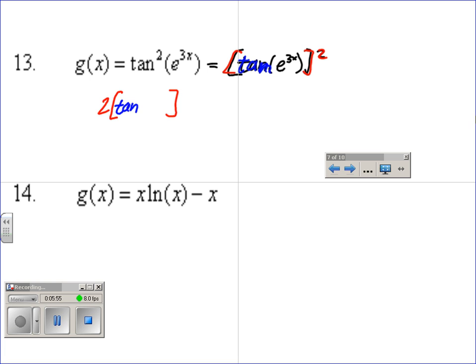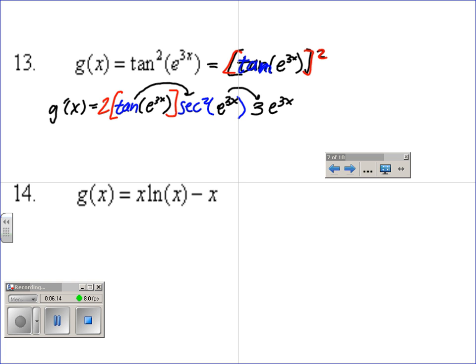tan of e to the 3x. Notice I did not change the inside. On the same line, guys, please, please, please, on the same line to chain. Don't go down to different line. The derivative of tangent is secant squared. Again, do not change the inside. Still on the same line, the derivative of e to the 3x is 3 e to the 3x.